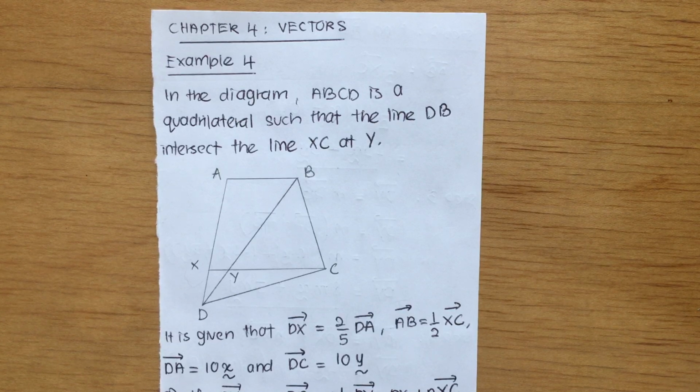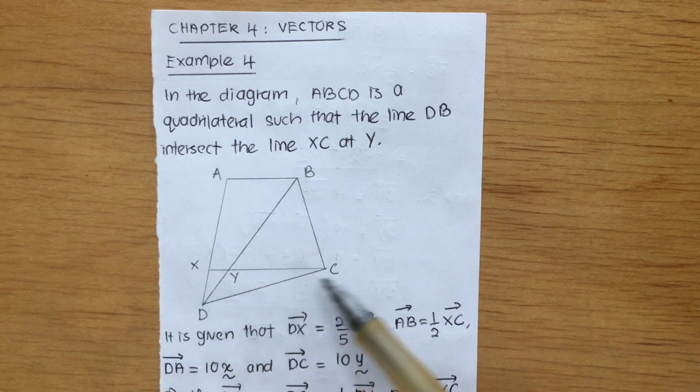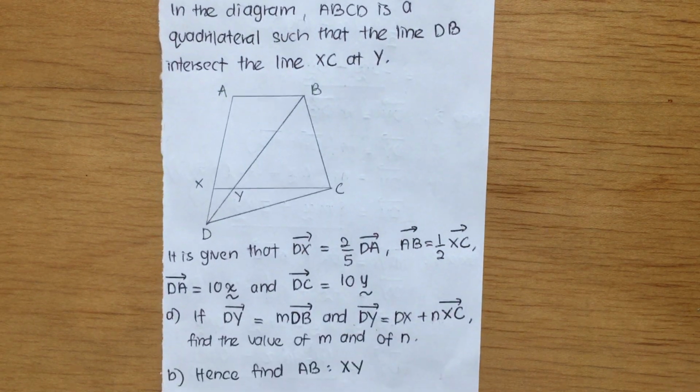Alright guys, without further delay, let's jump to the question now. In the diagram, ABCD is a quadrilateral such that the line DB intersects the line XC at Y. So this is the quadrilateral diagram with ABCD, and the line DB intersects with the line XC at the point Y over here. Okay, continue to read the question.